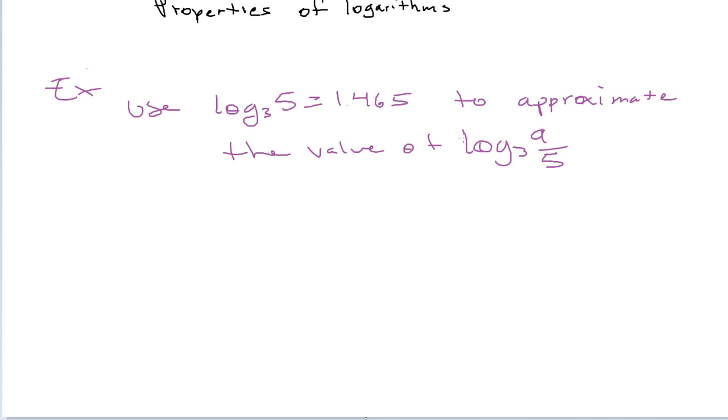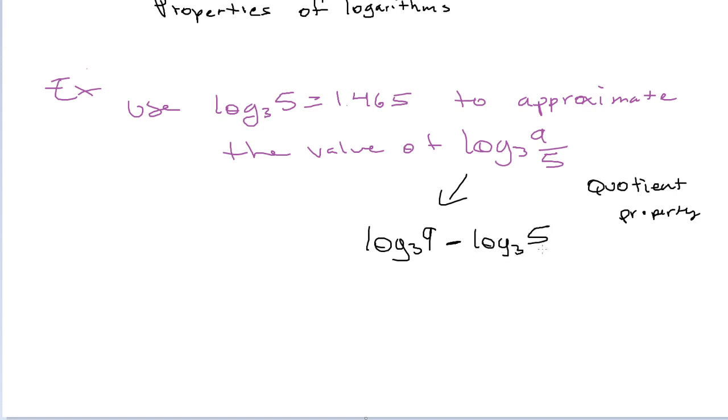Okay, let's go back to the three properties of logarithms. So we have product, quotient, and power rule, or the power property. Which of those can I utilize here? Well, this is division, so I need to use the quotient property. So that's going to be logarithm 3 of 9 plus, not plus, this time it's a quotient, so it's minus logarithm base 3 of 5.